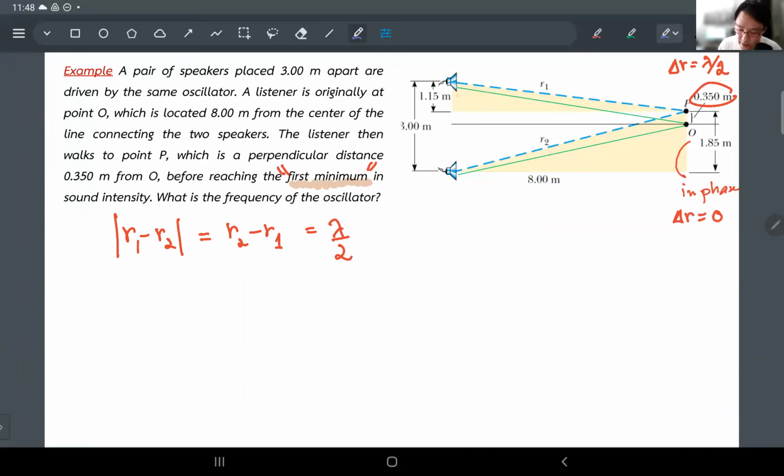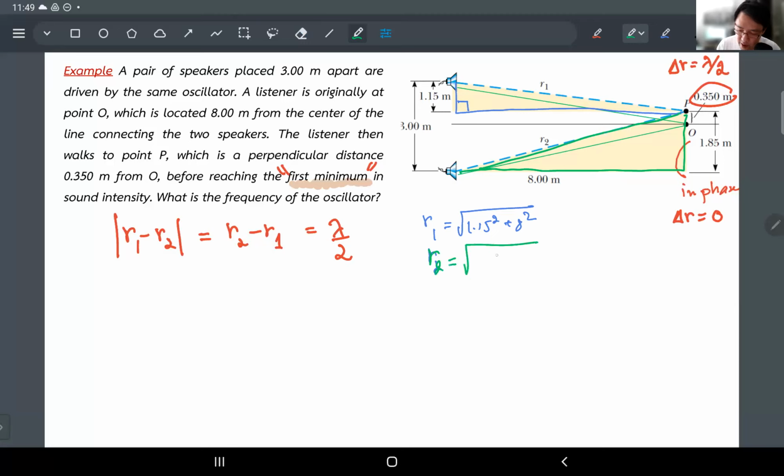If you look at the upper triangle over here, R1 is just the square root of 1.15 squared plus 8 squared. For R2, you just look at another triangle over here. That's the triangle down here. That's R2. So R2 is just the square root of 1.85 squared plus 8 squared. You guys with me? All in all, you know how to figure out the lengths R1 and R2. So that's no problem.